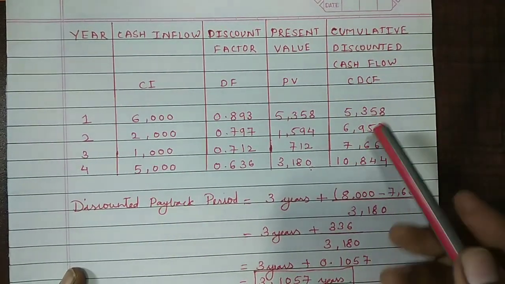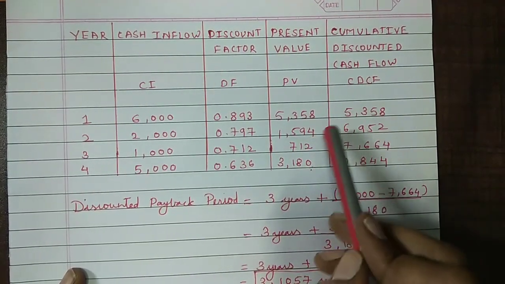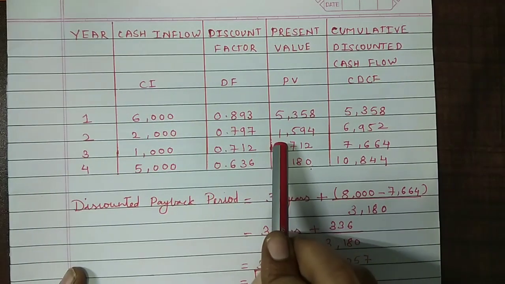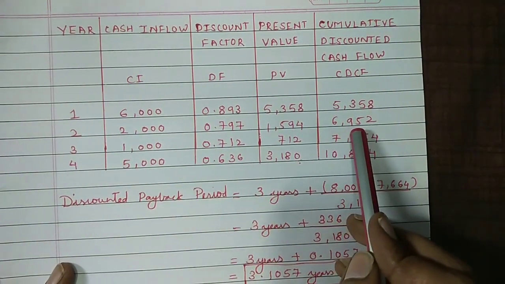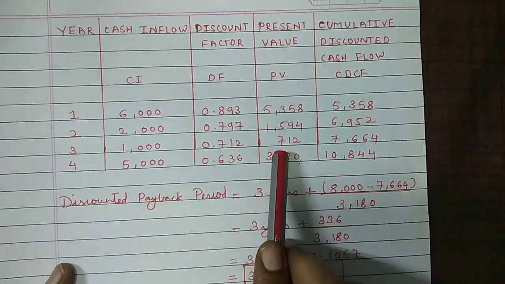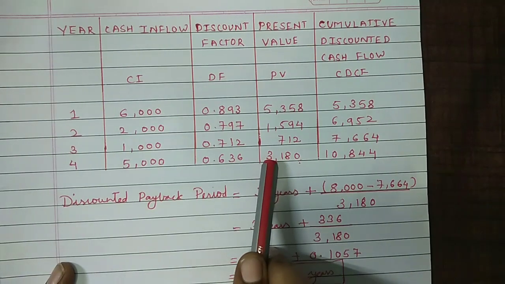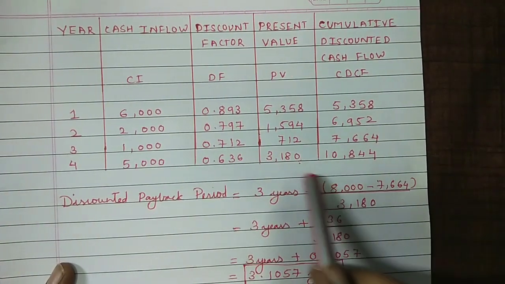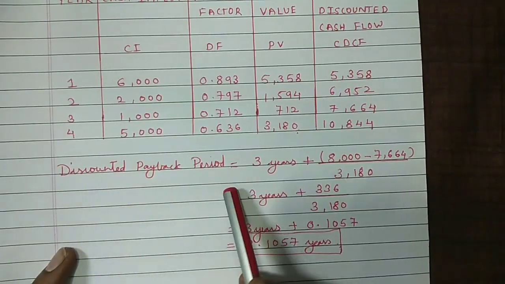Okay, now the next one is cumulative. So how did we compute the cumulative discounted cash flow? We have just added the amounts. For example, 5,358 plus 1,594, we got the amount of 6,952, plus 712, we got the amount of 7,664, plus 3,180, we got the amount of 10,844. Now the next important step was the discounted payback period.